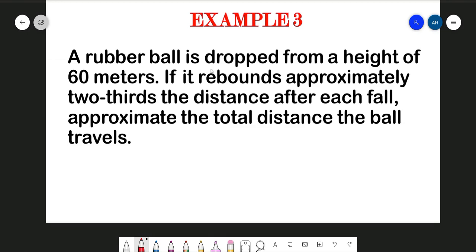A rubber ball is dropped from a height of 60 meters. If it rebounds approximately 2/3 the distance after each fall, approximate the total distance the ball travels.